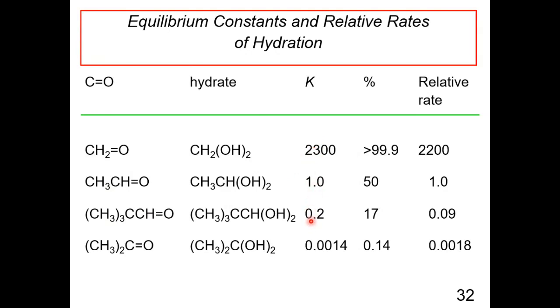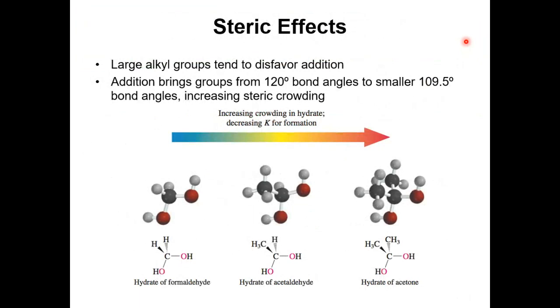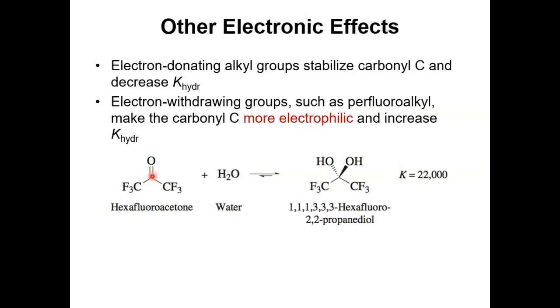So the steric effect is a minor effect, but a larger, bulkier alkyl group will make it less favorable to form the hydrate. This is understandable because in the hydrate, the carbon is sp3 hybridized, so the bond angle becomes 110 degrees. If you have bigger groups, they are more likely to feel the steric effect from the neighboring group, right? Because from 120 degrees in the carbonyl, this is 120 degrees.